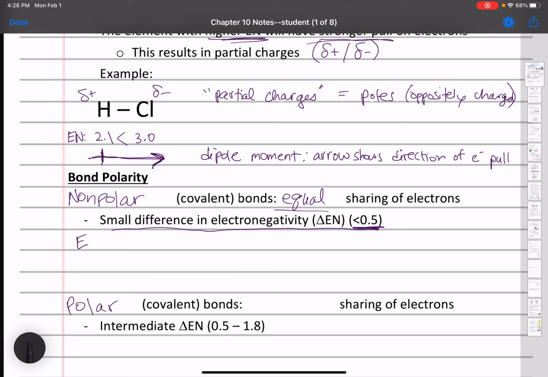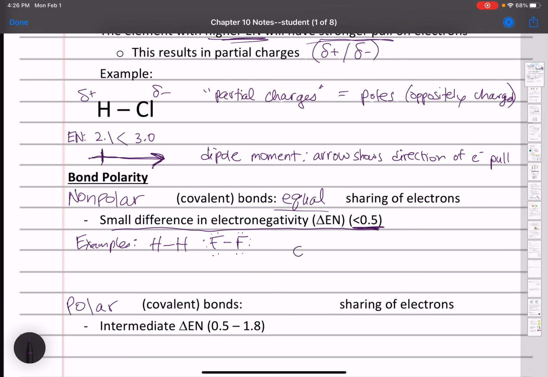So some examples, all right, two atoms that are going to always share equally are going to be two atoms of the same element. So for example, a hydrogen molecule, H2, or a fluorine molecule. All right, if I draw the Lewis structure here of each of those, they're going to share really equally. They have the same electronegativities. They have the same pull.